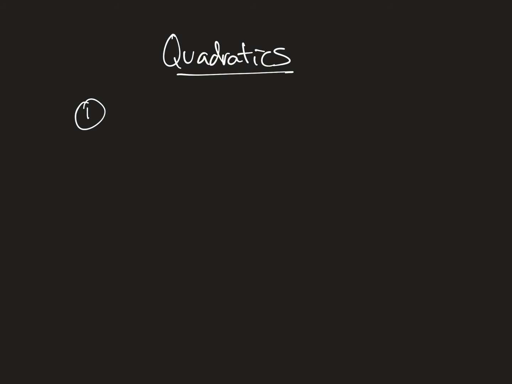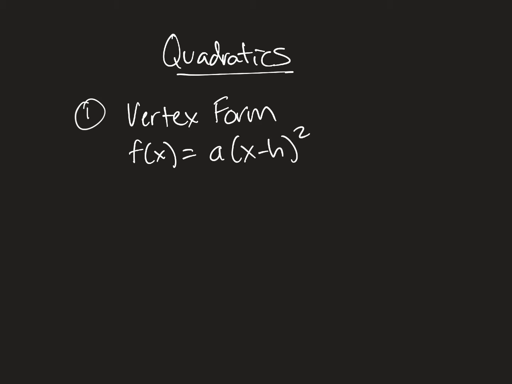The first form is vertex form, or sometimes people say completed square form. That's when you have your quadratic in the a(x minus h) squared plus k form. What's great about this form? It's pretty easy to find the vertex. The vertex is (h, k).